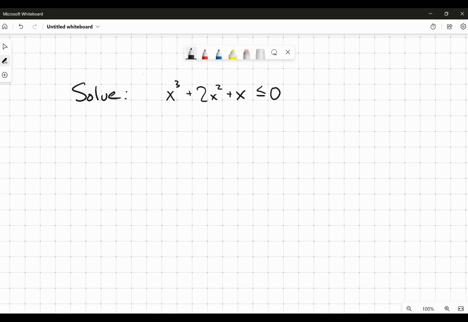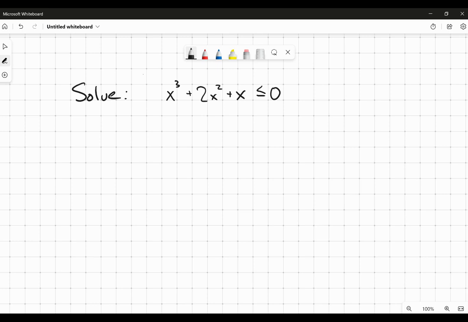Okay, everybody. So we're going to solve this little inequality here, x cubed plus 2x squared plus x. And we're interested in where that whole thing is less than or equal to 0. And so remember, what I'm going to do here is I'm going to use the graph of the function on the left there to help me answer this inequality.